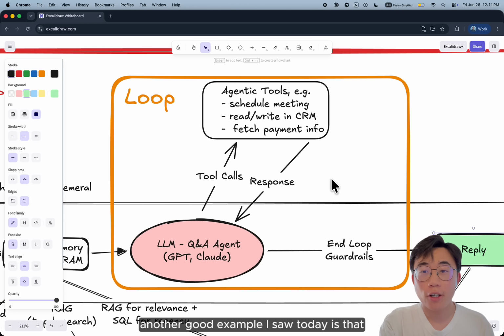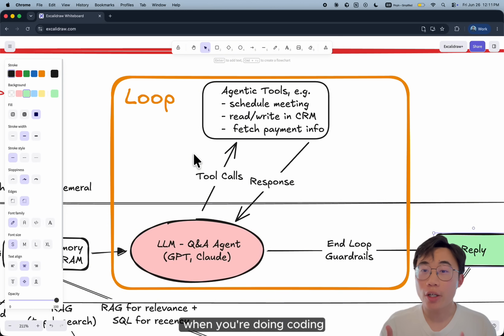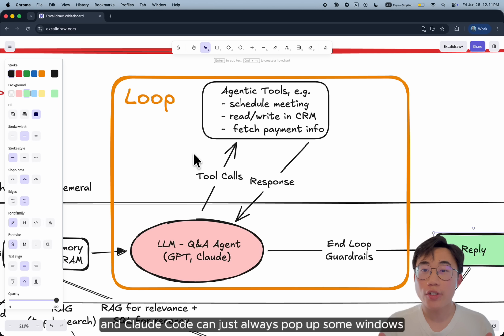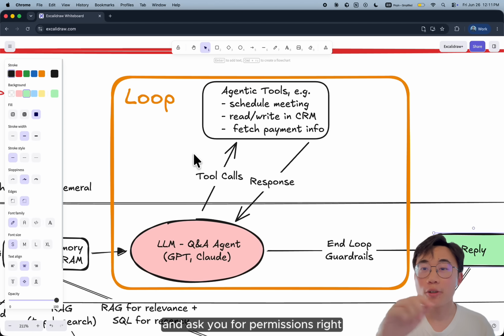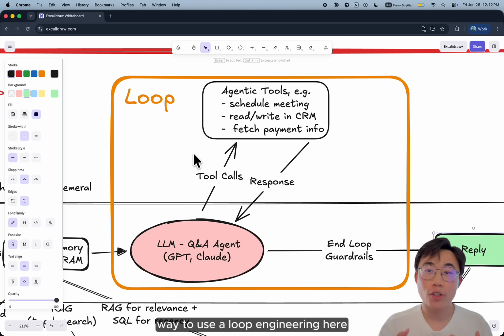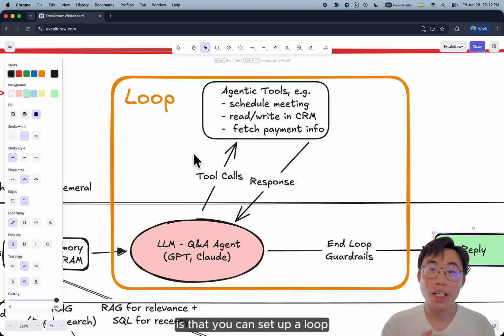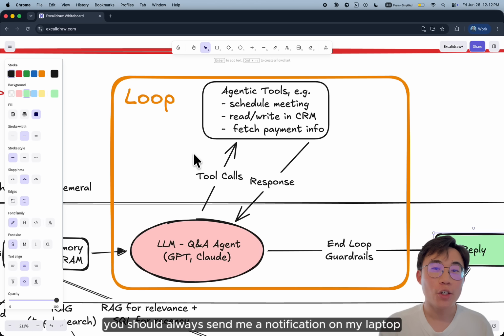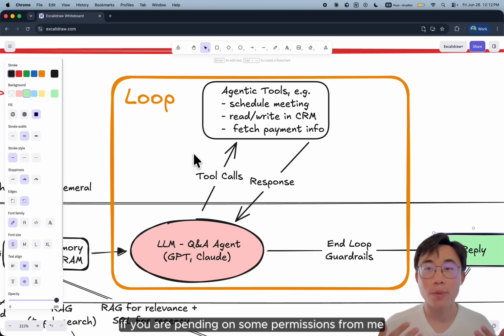Another good example I saw today is that when you're coding, Claude Code can always pop up some windows and ask you for permissions, right? So the good way to use loop engineering here is that you can set up a loop or a hook in Claude Code, telling it that you should always send me a notification on my laptop if you are pending on some permissions from me.